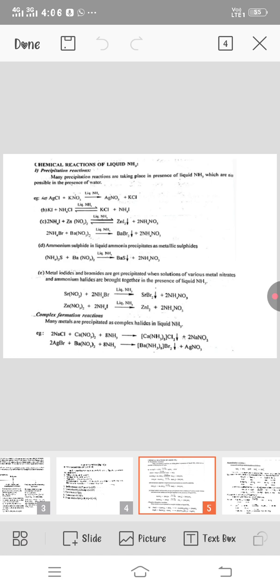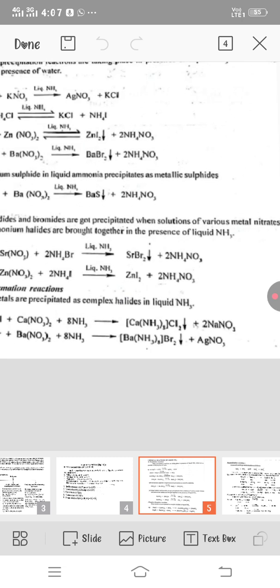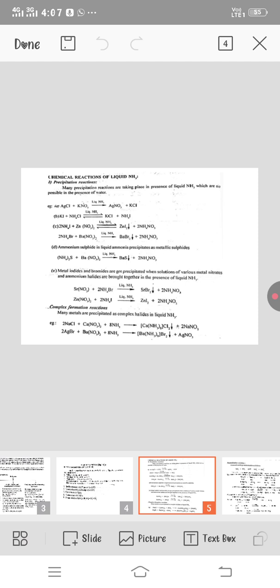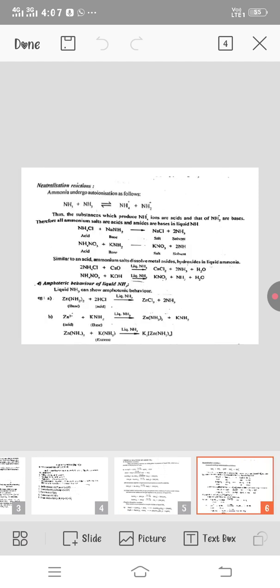Next, complex formation reaction. Many metals are precipitated as complex halides in liquid NH3. For example, when 2NaCl reacts with Ca(NO3)2 plus 8NH3, it produces [Ca(NH3)8]Cl2 plus 2NaNO3. This is a complex formation reaction. Next one is neutralization reaction.